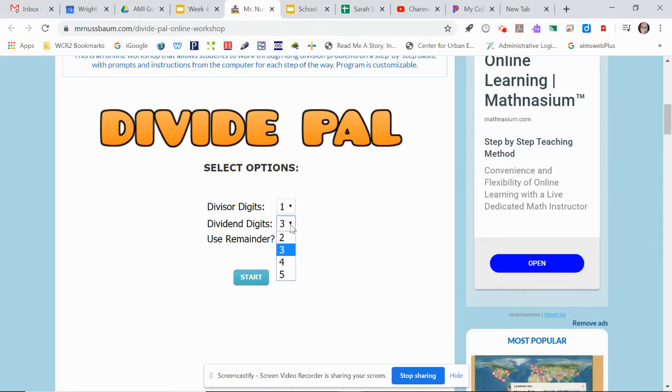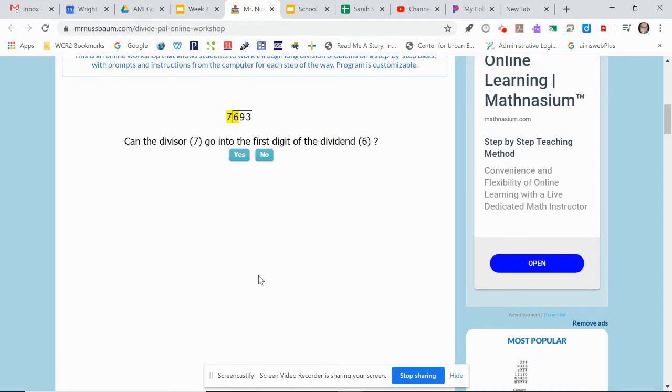And then for dividend digits, you can choose 2, 3, 4, 5. I would start out with 2 or 3 personally and then move your way up, but I know some of you are really good at this. Then you can choose whether you want to practice using remainders or no remainders. If you have trouble with division, I would start with 2-digit dividends and no remainder, and then go from there. But I'm going to start with 1 divisor, 3-digit dividends. Then you're going to hit start.